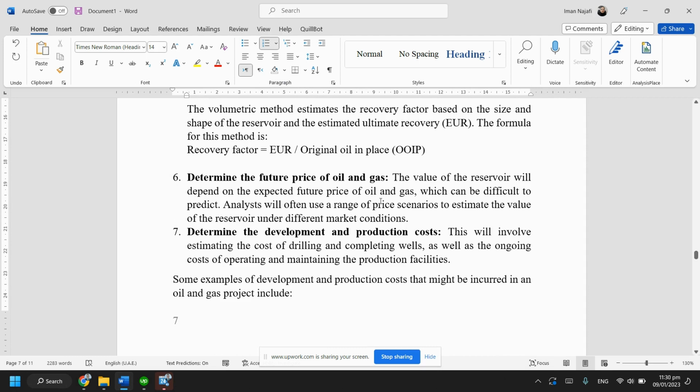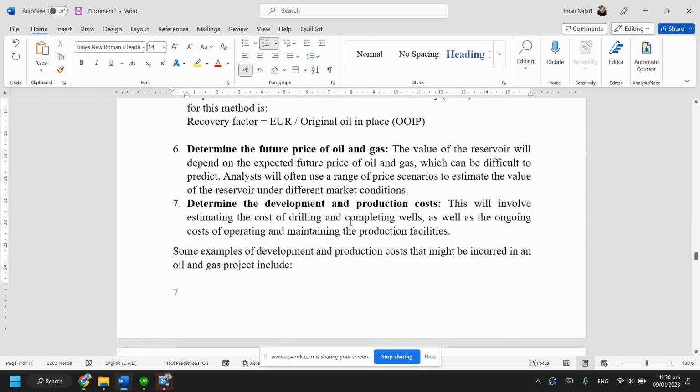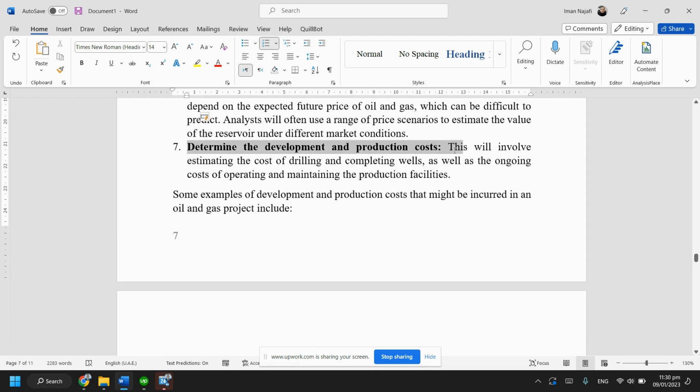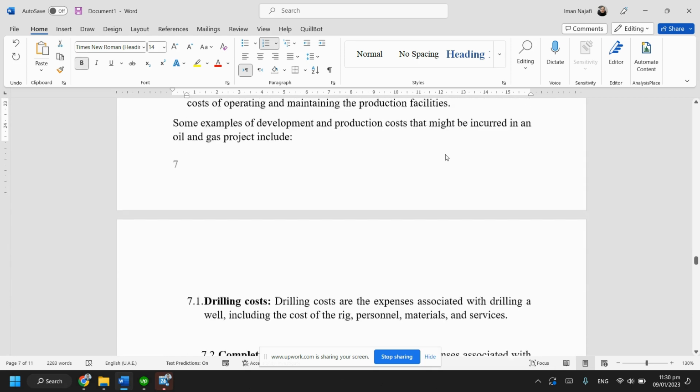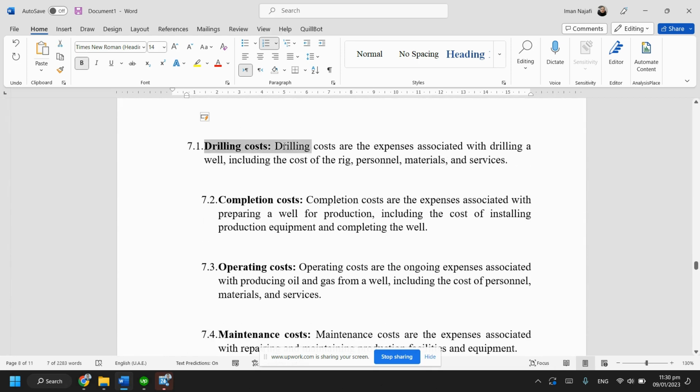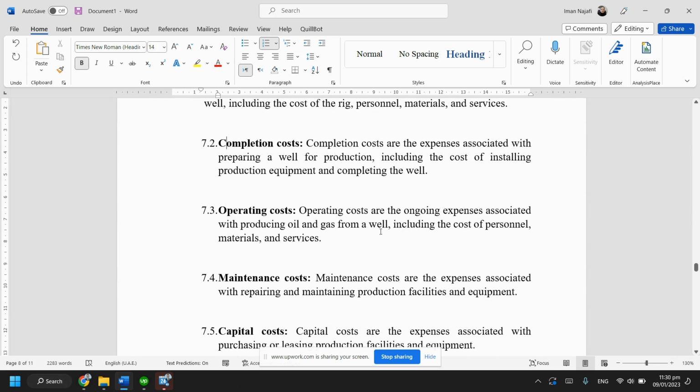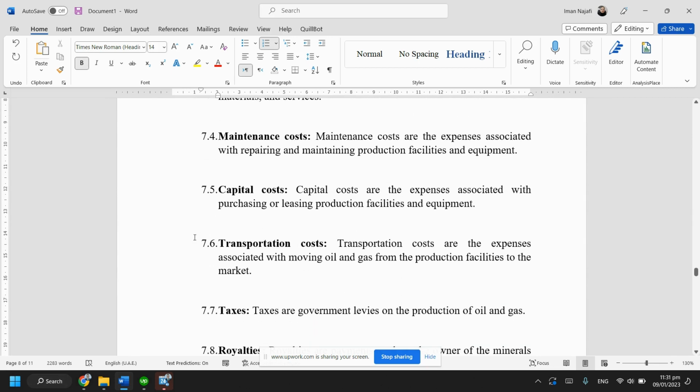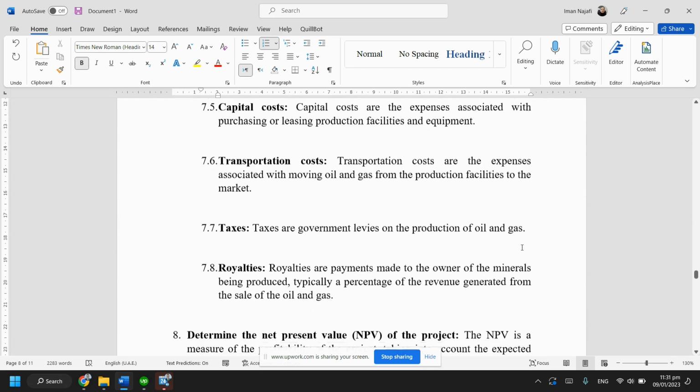So usually we consider 3 different scenarios: the bearish, bullish, and base scenario. So in that case, if the price of oil goes up or down, and what will happen, then we will do the calculations of development and production cost. You have to give me the details of how much would be the drilling cost, completion cost, operation cost, maintenance cost, initial capital cost, transportation cost. And there are a lot of other different fields.